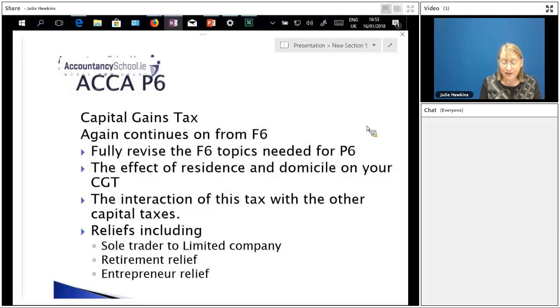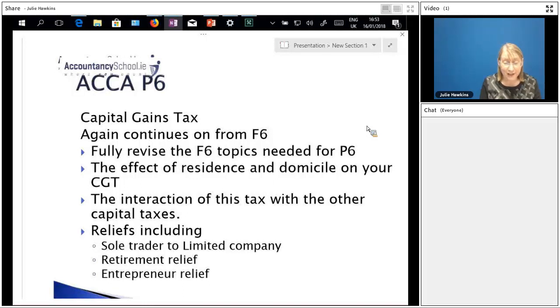Again, the effect of residence and domicile on the tax, very, very important. We look at the interaction of this tax with the other capital taxes. The other capital taxes are the two new taxes, capital acquisitions tax and stamp duty. And usually one of the questions will look at those three taxes together.